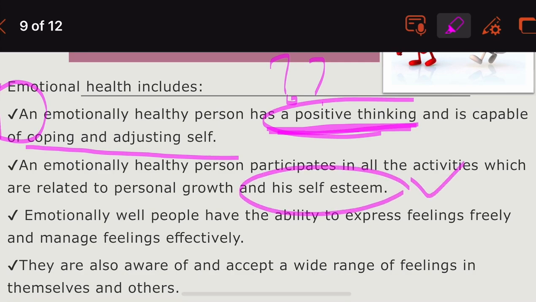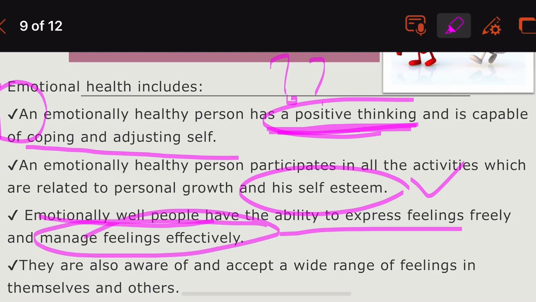He will take a voluntary participation in that. Emotionally well people have the ability to express the feelings freely. They manage the feelings effectively. So a healthy person, an emotionally well person, if he is criticized, he will open up. He will tell his problems, what he's facing. If he's hurt, he communicates well, expresses his feelings well. He will be optimistic in his life. So he expresses the emotions, his feelings freely, and he also can manage the feelings effectively.